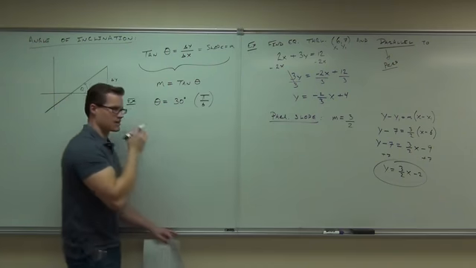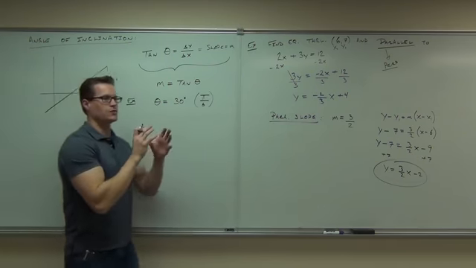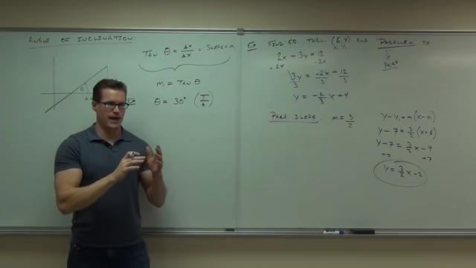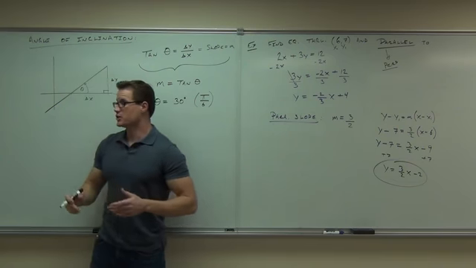The same thing as pi over 6. Yeah. I want you to find the slope of the line that has the angle of inclination of 30 degrees or pi over 6. Here's how you do it.